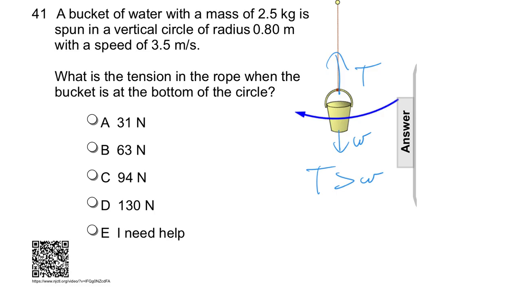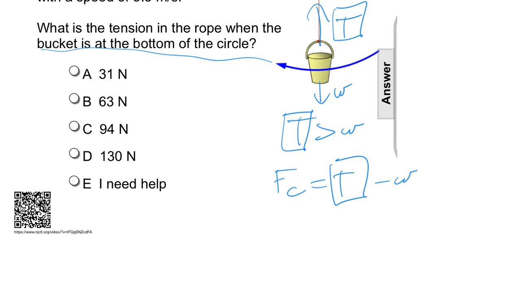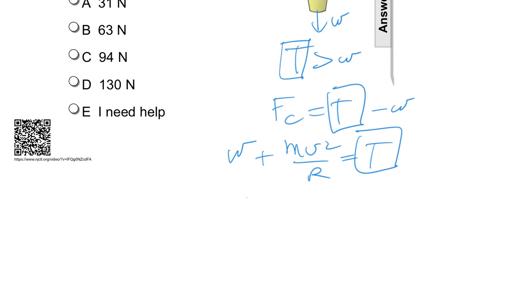Same equation. So when the bucket's moving at the bottom of the circle, what is T? Okay, so in this case, Fc equals, who's bigger? The tension minus the smaller weight. So Fc is mv squared over r. Then I'm going to add the weight to the other side. So T is equal to mg plus mv squared over r.